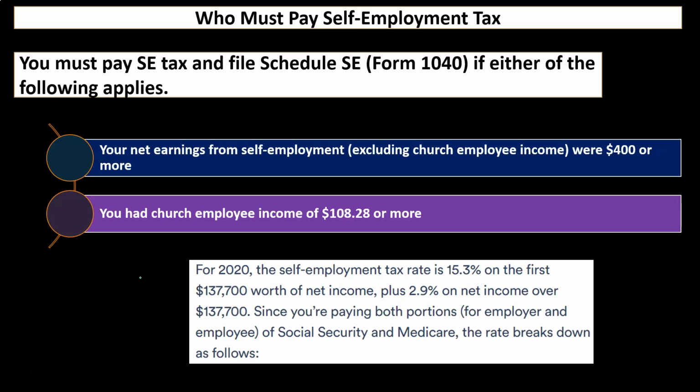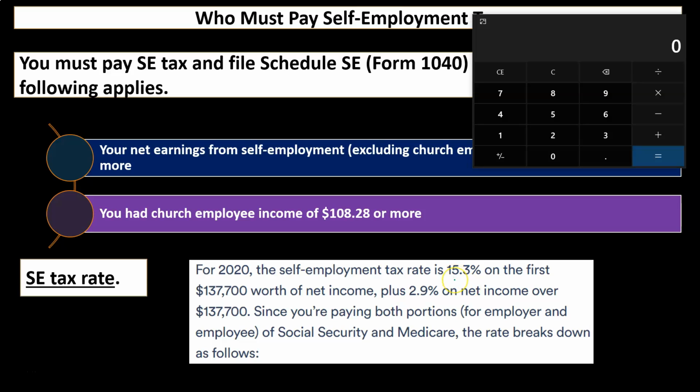You have church employee income of $108.28 or more. Again, this may have adjusted for inflation, but obviously it's quite low here, so you're probably going to be subject. For 2020, the self-employment tax rate is 15.3% on the first $137,700 worth of income, plus 2.9% on the net income over $137,700.